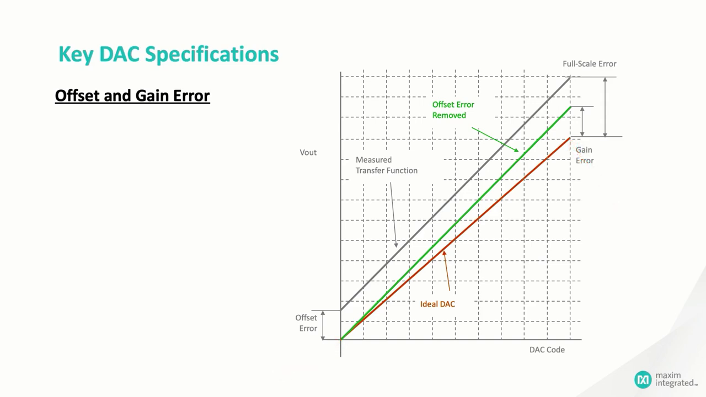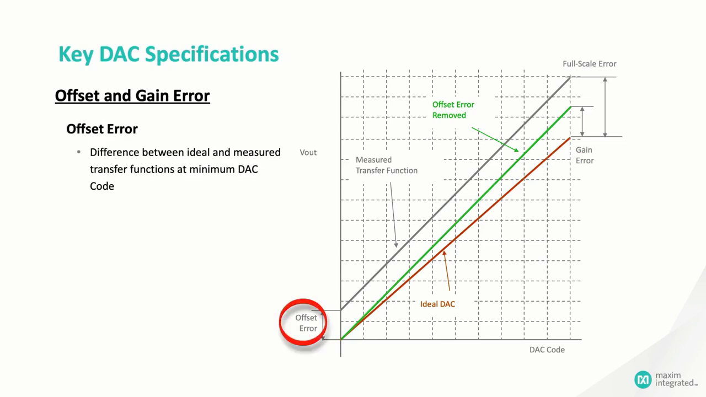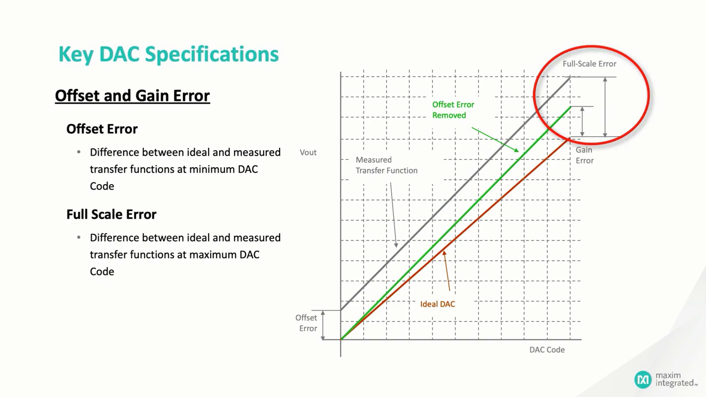If the line doesn't start exactly at the origin, the difference is called the offset error. At the other end, if the line doesn't end exactly at the full-scale value, that's called the full-scale error. Now, if the offset error and the full-scale error are exactly the same and in the same direction, then at least we can say that the slope of the line is correct. That is, on average, each step at least has the correct change from the previous step.